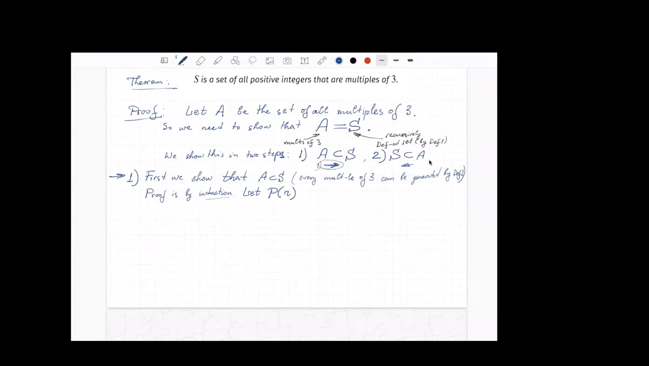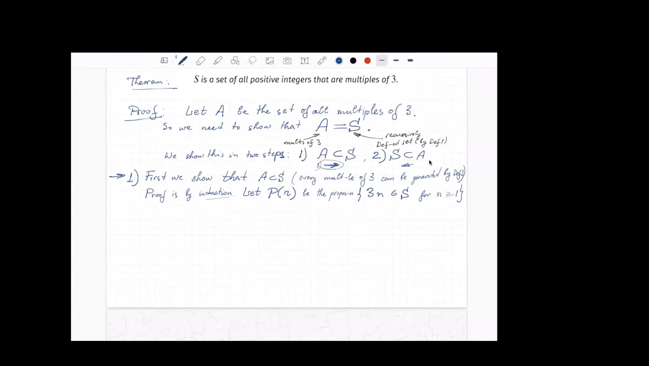Let Pn be the proposition that 3n is in S, for positive integers. So 3 is in S and so on and so forth. That's my Pn proposition. That's what we're trying to prove. Are we on the same page so far? This seems like we're taking baby steps, but that's how you proceed to be able to take giant steps later. So Pn is my proposition.